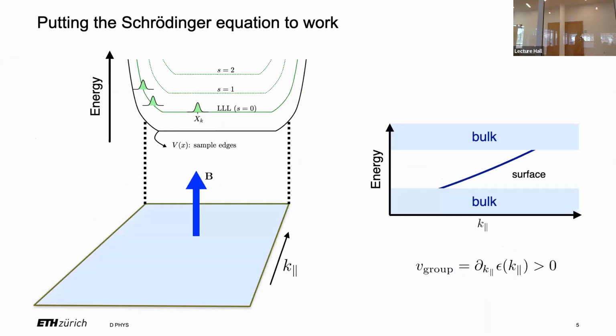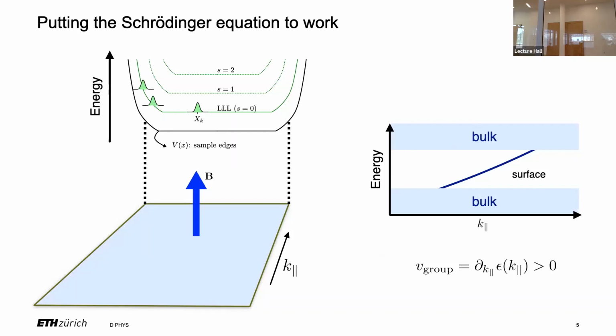Once you have that, you actually put it to work. I have a 2D electron gas, I put it in the magnetic field. I get Landau levels, and then I get bulk states that are these Landau levels. And then I get physics on the surface, which are these chiral channels that we saw in the morning, very nicely introduced by my friend. This is a result of putting the Schrödinger equation to work.